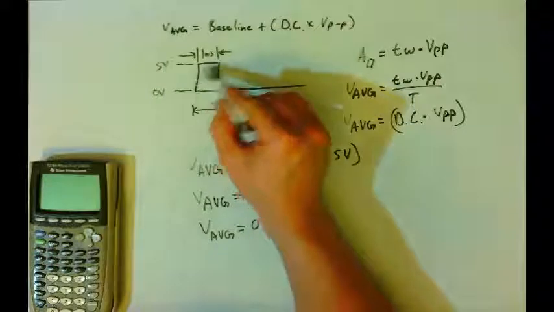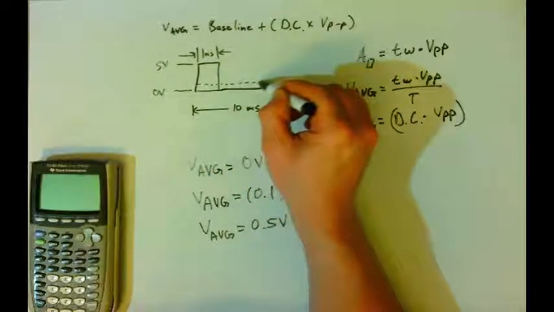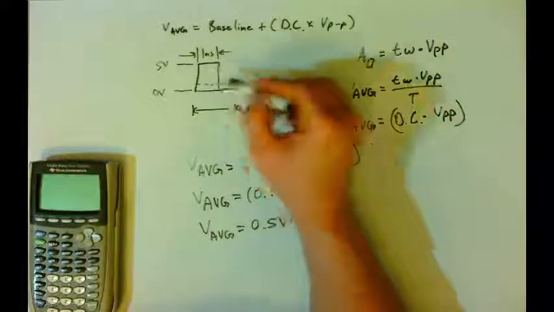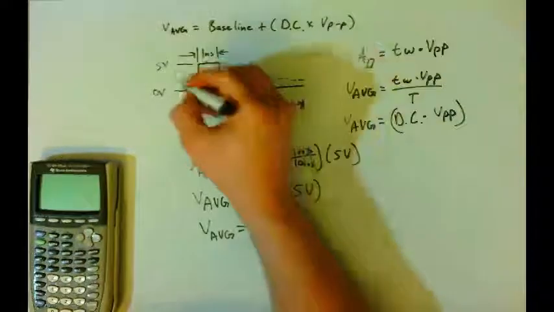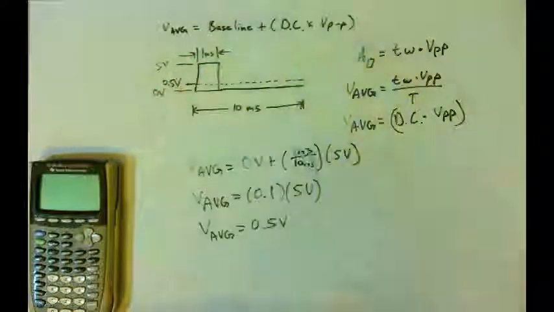And so if we could cut this up and spread it out as evenly as we could, this area would be able to fill this area. And so the average voltage here would be 0.5 volts.